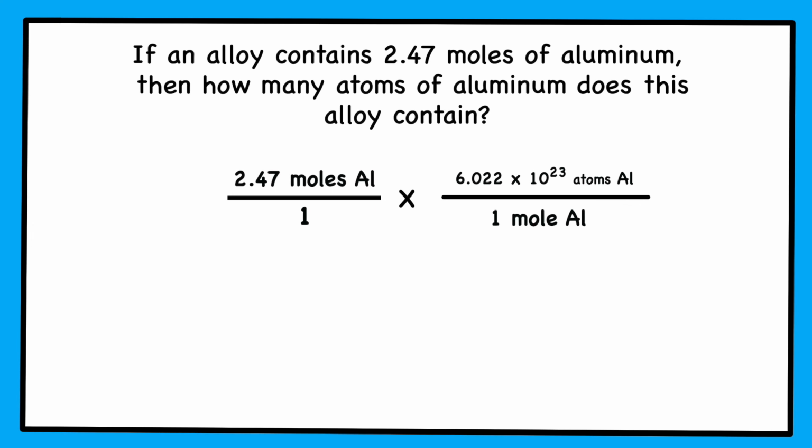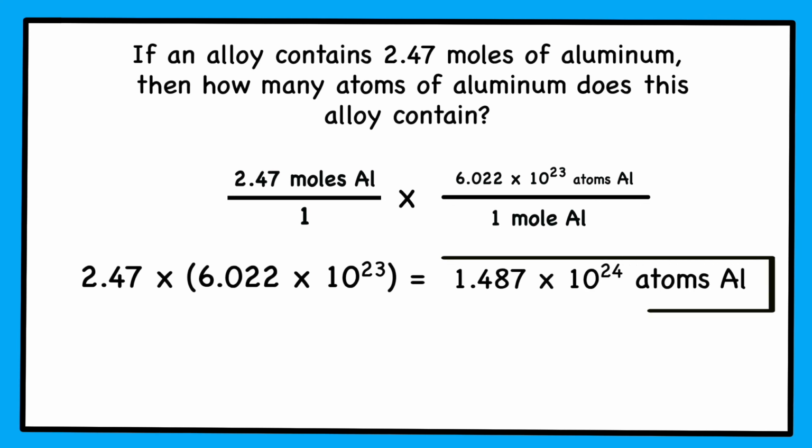And so when we multiply 2.47 times 6.022 times 10 to the 23rd, we get 1.487 times 10 to the 24th atoms of aluminum.